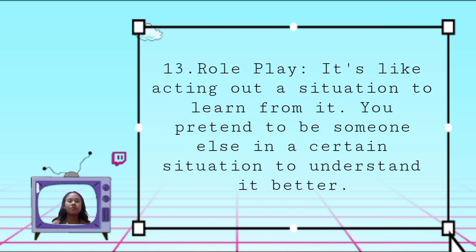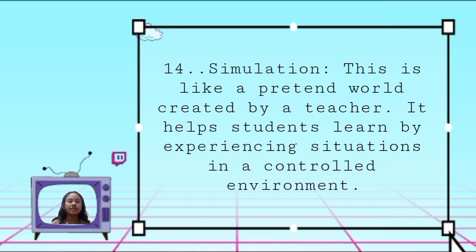Next is the role play. It is like acting out a situation to learn from it. You pretend to be someone else in a certain situation to understand it better. Next is the simulation. This is like a pretend world created by a teacher. It helps students learn by experiencing situations in a controlled environment.